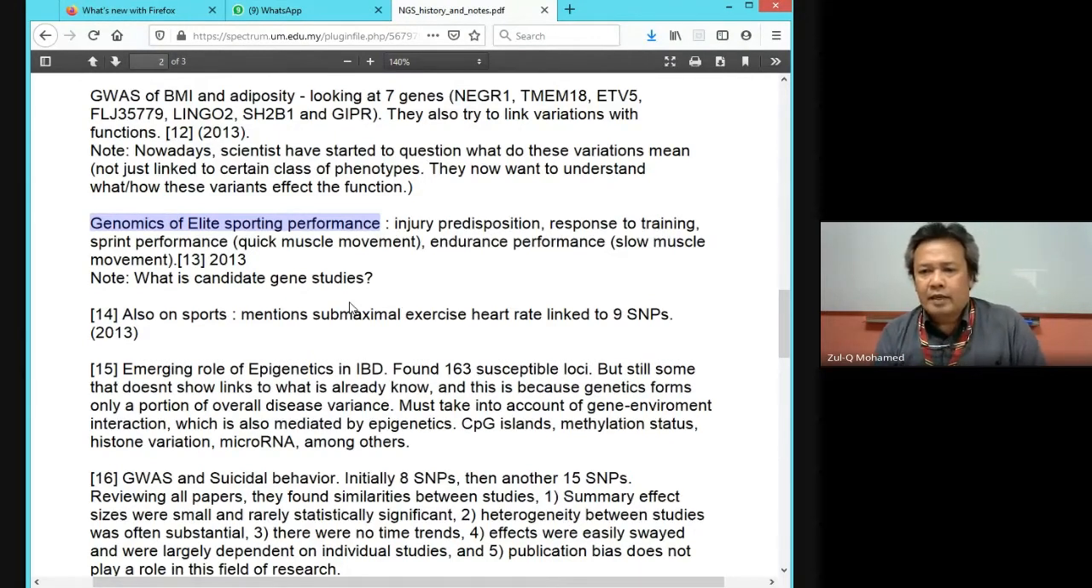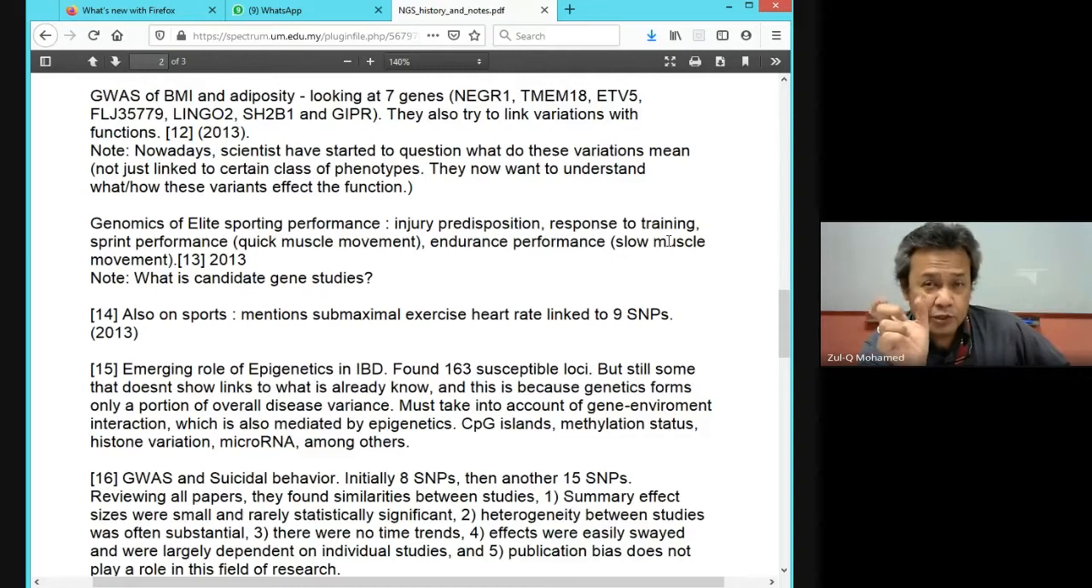They're looking at genetic variation that predisposes. What does predispose mean? You have the tendency to, right? Predisposition to injury, whether you are easily injured, response to training, how easily your muscles develop, sprint performance. When you look at the muscle, there are 2 types of muscle fibers: the quick twitching and the slow twitching. I actually like reading this.